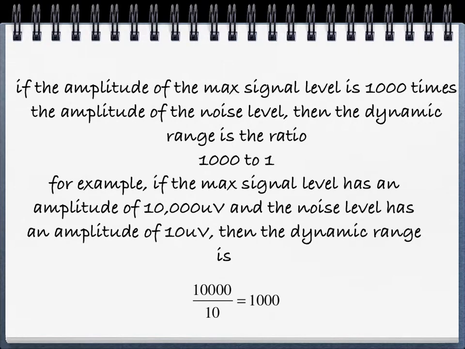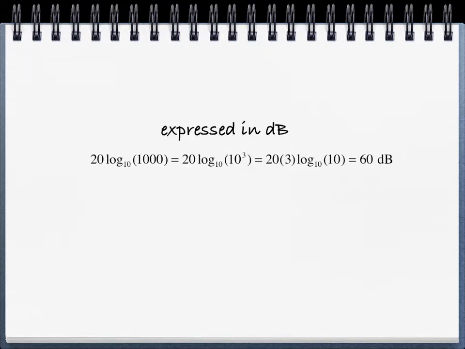For example, to be more specific, if the max signal level had an amplitude of 10,000 microvolts and if the noise level had an amplitude of 10 microvolts, then the dynamic range would be the ratio 10,000 to 10, which equals 1,000. We could also express this in decibels.